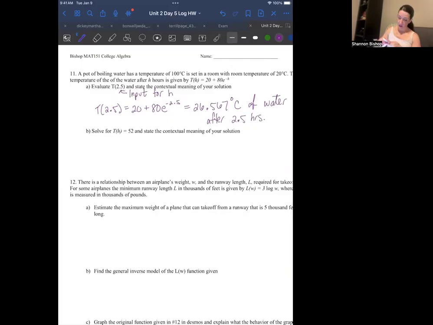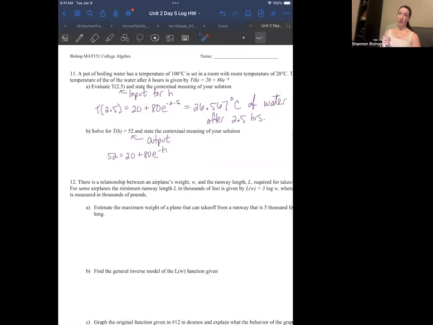Then moving on to part B, we have T of H equals 52. This time, notice 52 is on the outside of the equal sign, so 52 outside is wanting to be the output of the model. So I'm going to purposefully put 52 on the outside of the equation. And this time I do not know the time. I don't know what H is. That's the whole point: I'm solving for that H value.